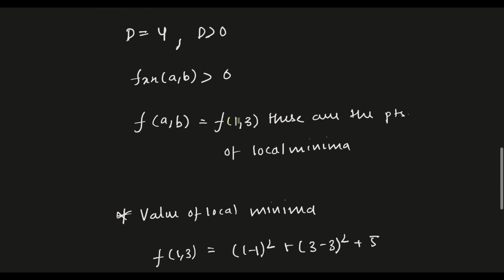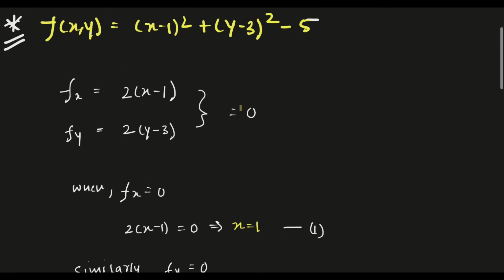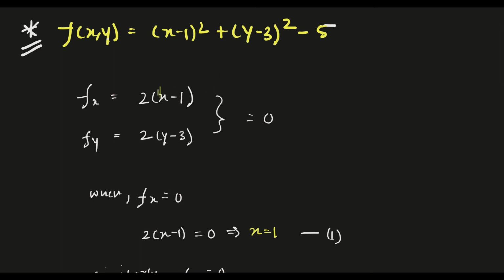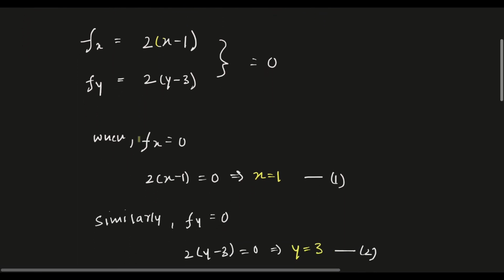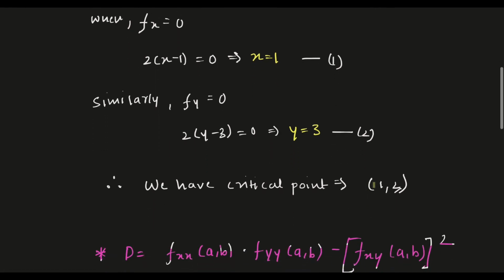The point of local minima is 1 comma 3, the critical point which we found earlier. And that is the question. We can revisit it. First, to find critical points, we took a derivative with respect to each variable, that is the x variable and y as well. Then we equated each of the two with 0, from which we got x as 1 and y as 3. That means we have our critical point as 1 comma 3.